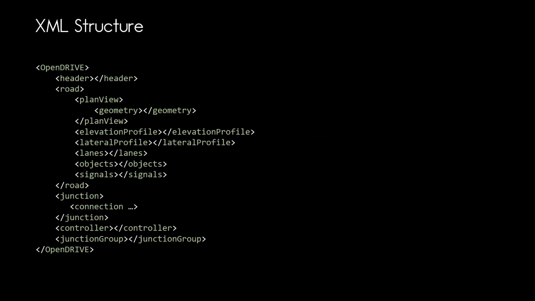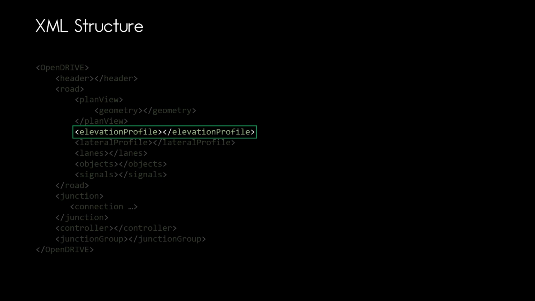This is the high-level XML structure of OpenDRIVE. Check out my video about what is OpenDRIVE, where I'm explaining what each of those elements are for and what you can use them for. Link in the video description and at the end of this video. So you can find the elevation profile directly under the plan view within the road definition.